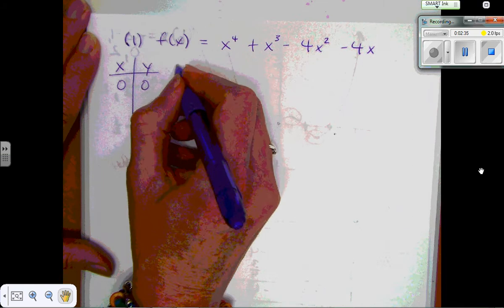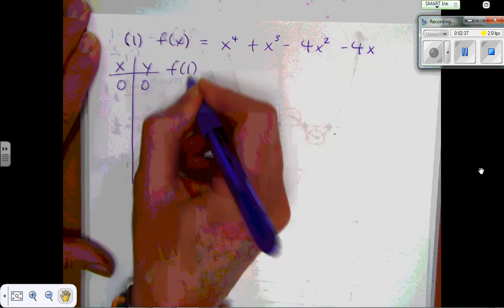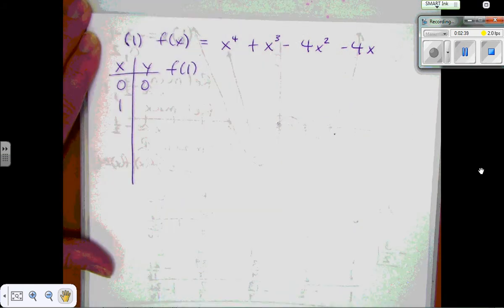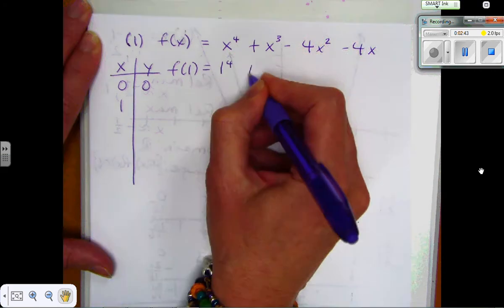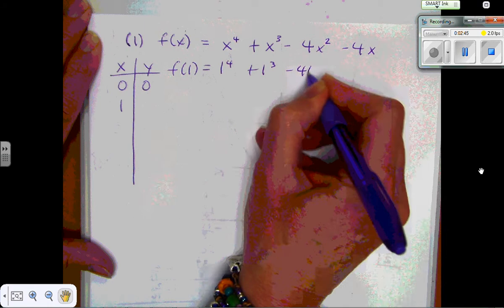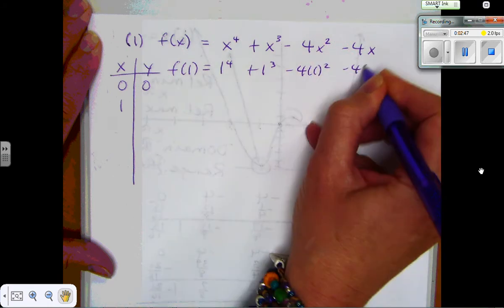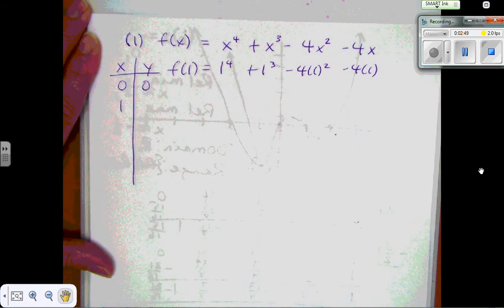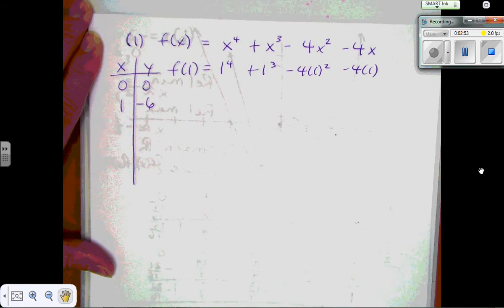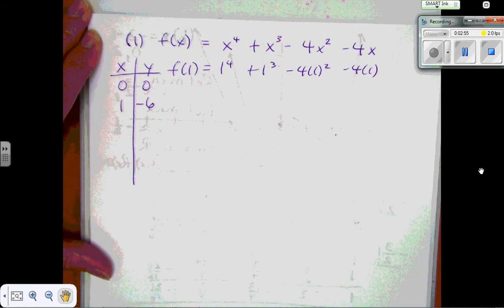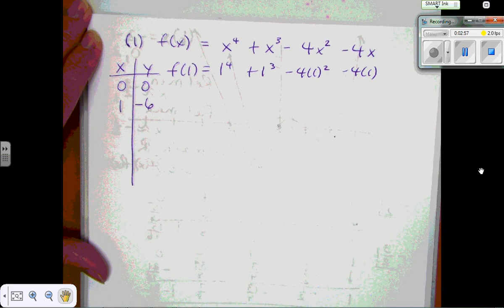Okay, so then I want to do f of 1. I'm going to substitute a value of 1 in for the x. So for every x, I'm going to put 1. Okay, and that's going to work out to be -6. You should be getting a -6 in there. So that's one way that you can find the values of y when you want to graph by hand.